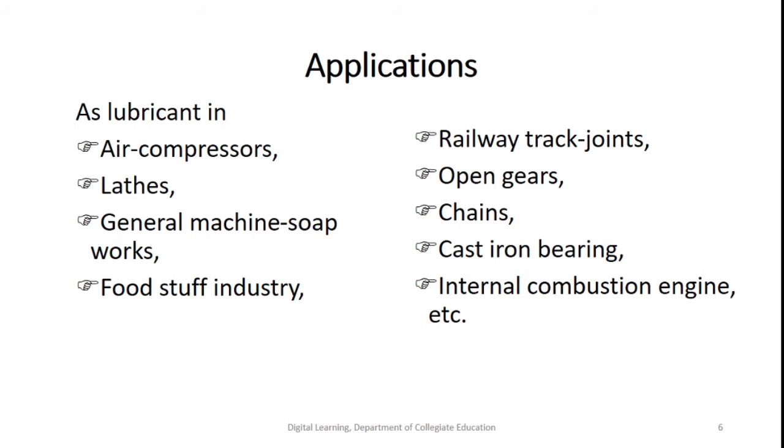The applications of graphite as a lubricant are in air compressors, lathes, general machine shop works, foodstuff industry, railway track joints, open gears, chains, cast iron bearings, internal combustion engines, etc.